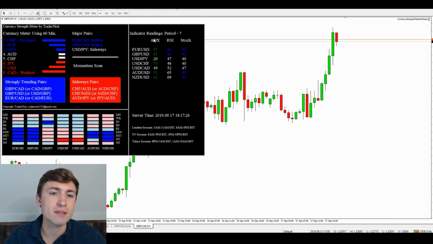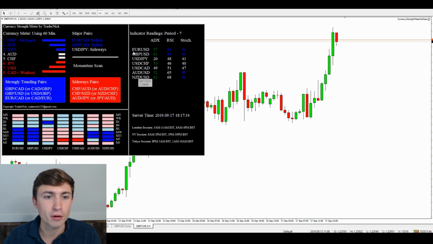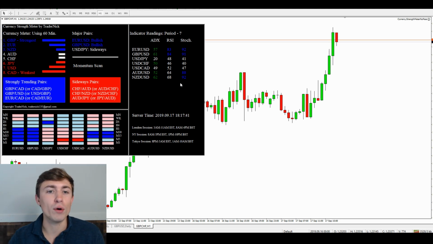You can see we've also got some indicator readings here, just some simple ones looking at the RSI on the 7 period. Very basic, just readings of what the markets are doing. We can look across the board with all the different USD crosses, USD Yen, USD Swiss, Aussie USD, you get the example. So that is one of the major tools that I use.